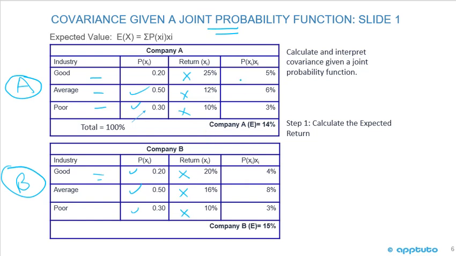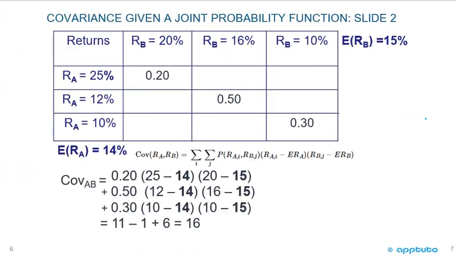So what was the first thing that we did? Probability times the return is going to give us the 5%, 6%, 3%. We're going to add it up. There's our 14% because we're using the same numbers. But now we're looking at company B. We're going to add it all up, and we're going to get to 15%. So step number 1 is calculate the expected return for A and calculate the expected return for B.